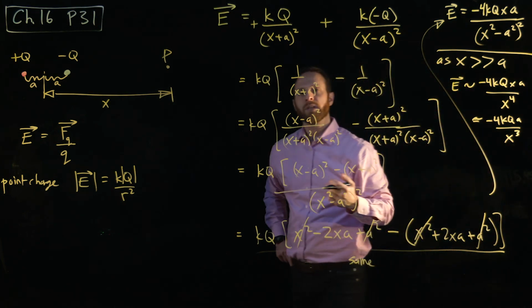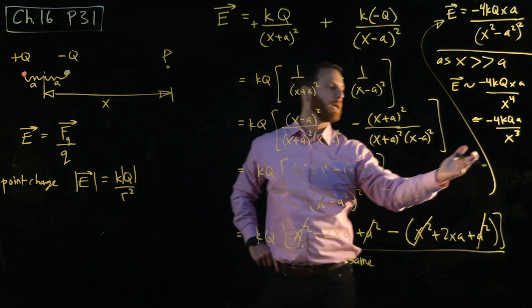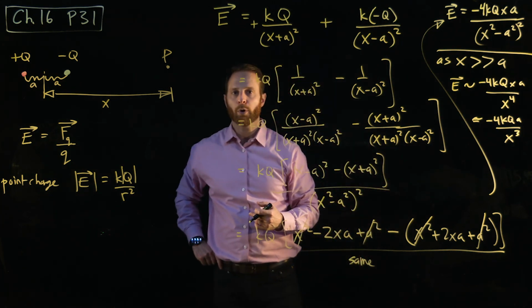Okay, so what that means is that the electric field due to a dipole behaves like 1 over the distance cubed rather than 1 over the distance squared.